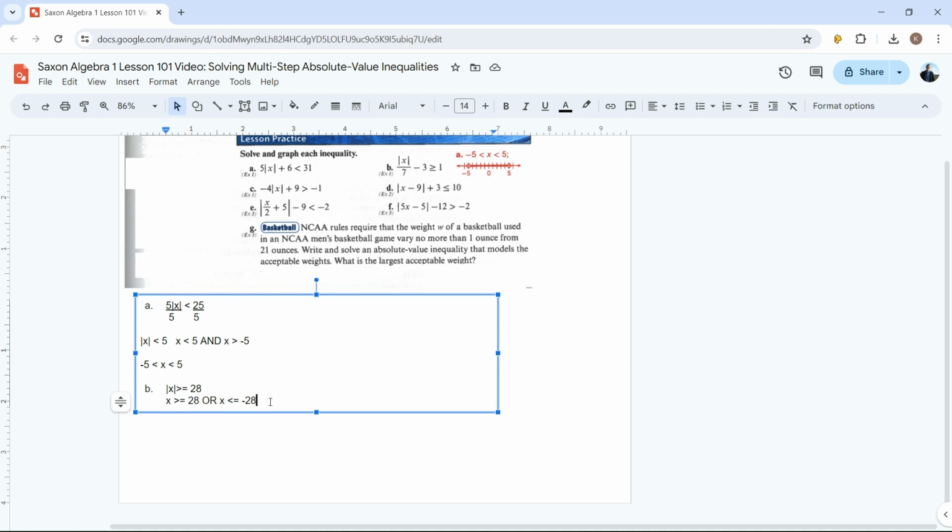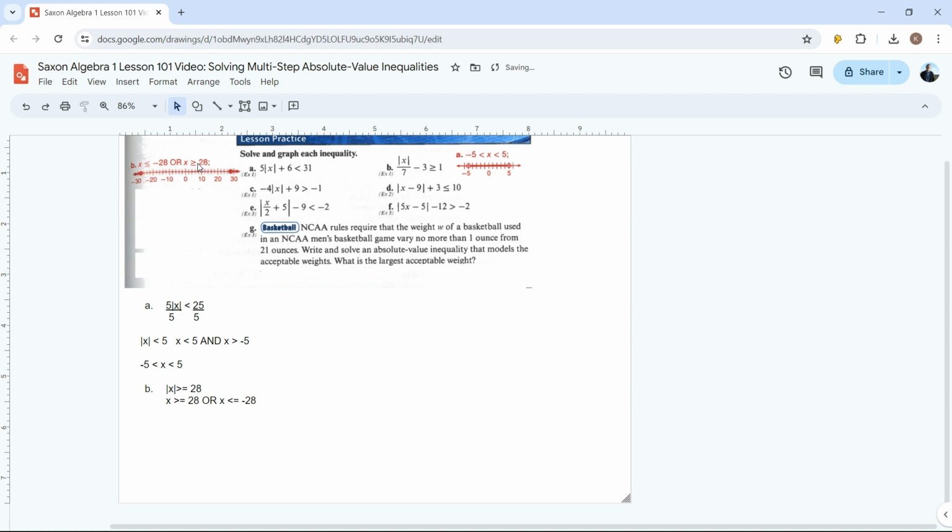All right, this one I can't write as a single inequality. I can't write a disjunction as a single inequality, but let's see if I did this one right. There it is. And then when I graph this, I'm going to have closed circles at negative 28 and positive 28. I'm going to shade away from each other. Let's go on to letter C.